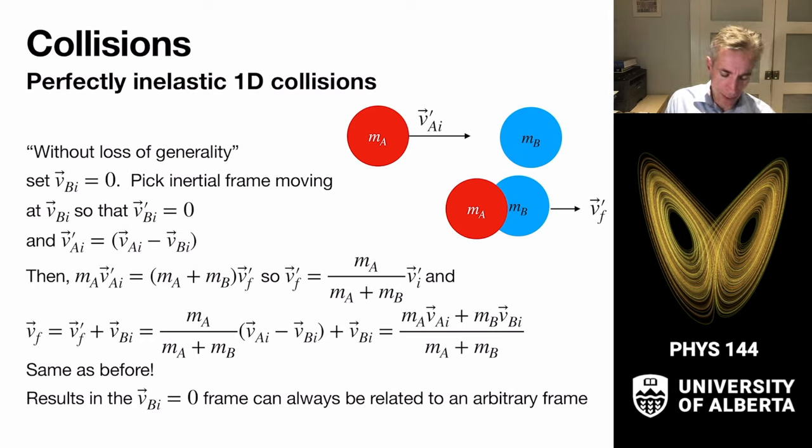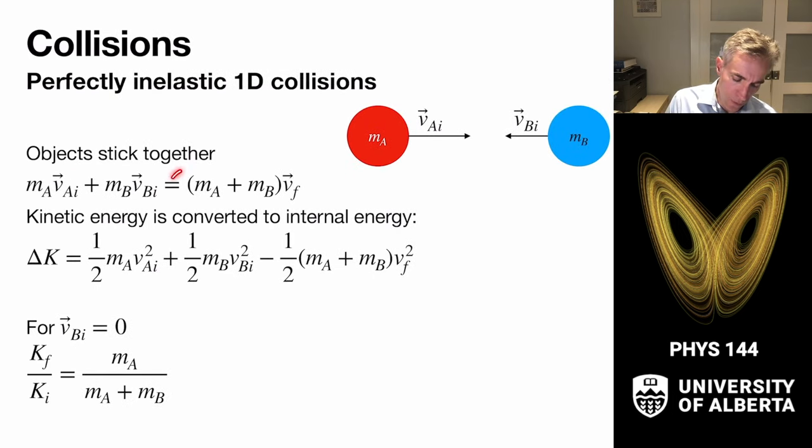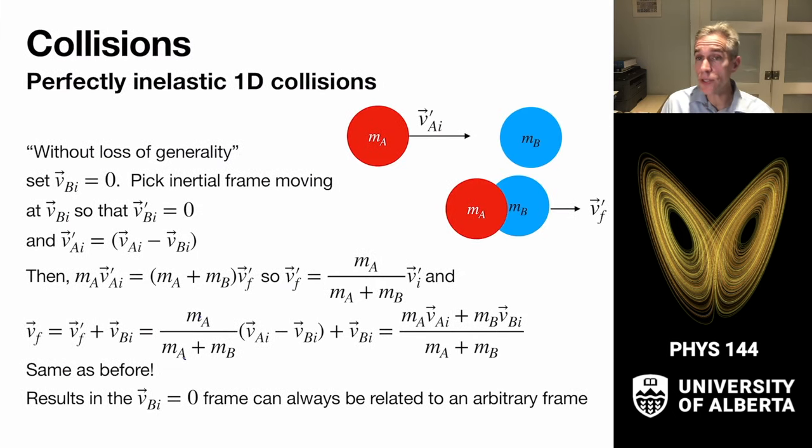And then when we do that, we get MA over MA plus MB right here, times the initial velocity right there, which is just the initial velocity in the unprimed reference frame minus VBI. That's this definition right there. And then we add to it VBI. If we find a common denominator, that'll end up canceling one of these minus VBIs with this MA VBI, which will cancel with another MA VBI. And we'll get back to the exact same result that we had back here for what the final velocity is. So this shows that we get the same physics irrespective of what we set VB to.